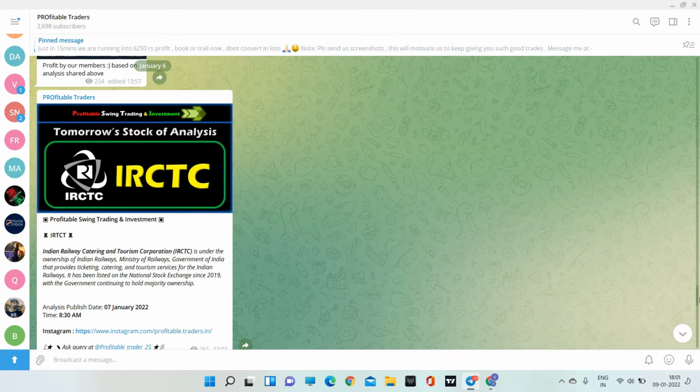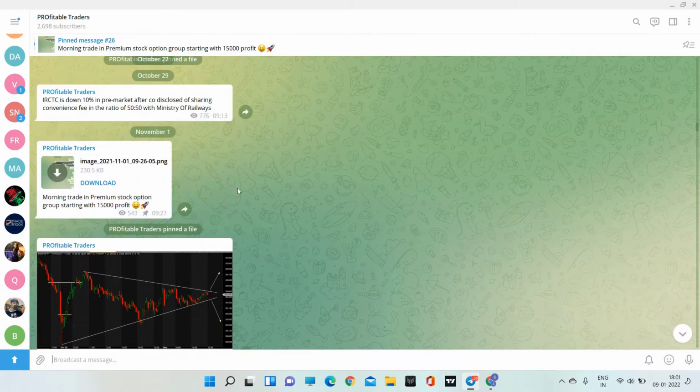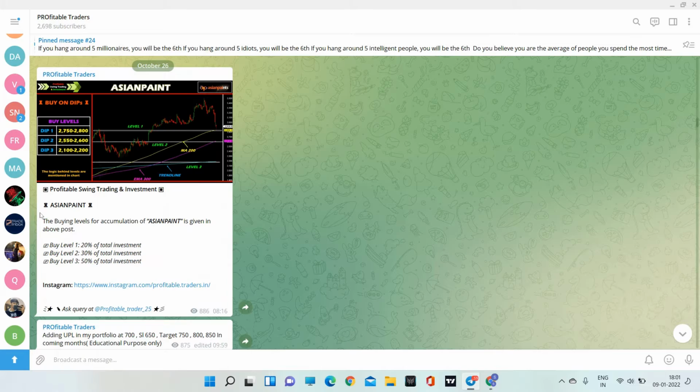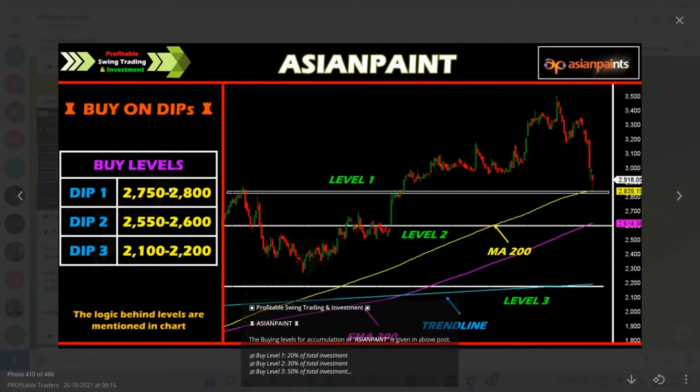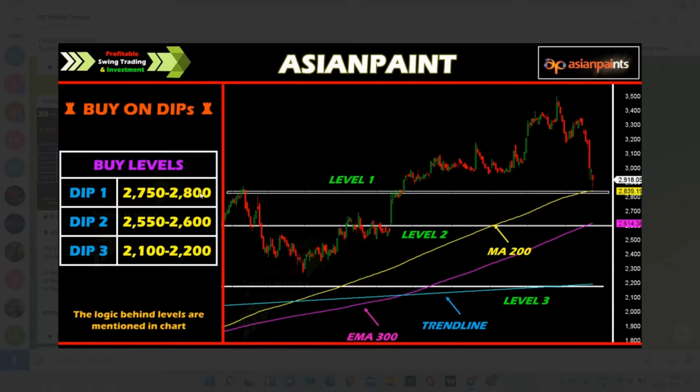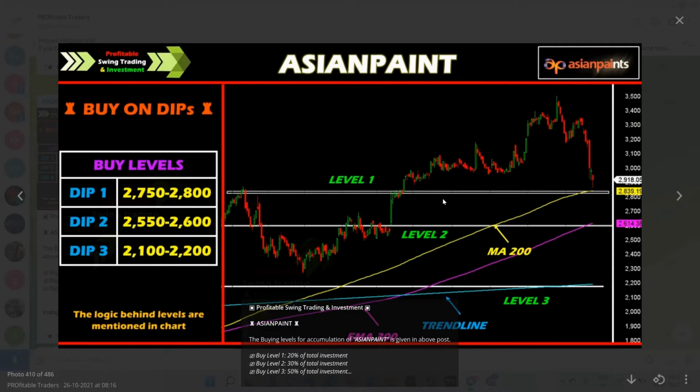This is the previous one, and here is another example, a trade on Asian Paints. The strategy was to buy on dips, and the dip levels have been given. The dip price is not exact because support and resistance exist in certain zones, and nobody can tell the exact price, so it is given as a price range. The first dip was between 2750 and 2800, and the second was 2500 to 26. That's how it worked, and it worked perfectly well.